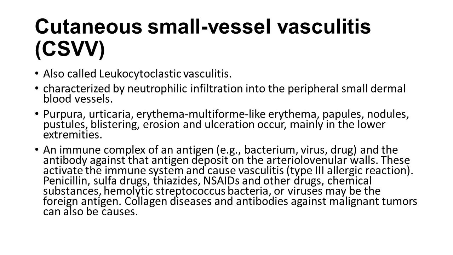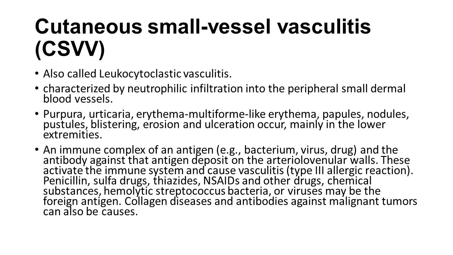Cutaneous small vessel vasculitis, CSVV, also called leukocytoclastic vasculitis, is characterized by neutrophilic infiltration into the peripheral small dermal blood vessels. Purpura, urticaria, erythema multiforme-like erythema, papules, nodules, pustules, blistering, erosion and ulceration occur, mainly in the lower extremities.